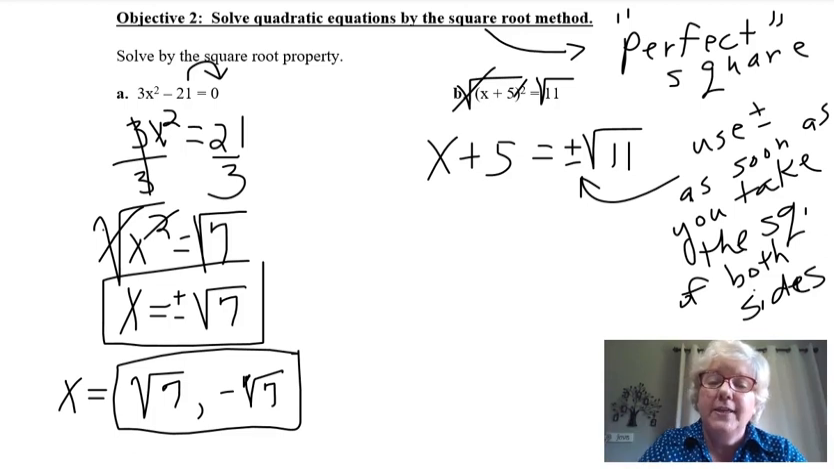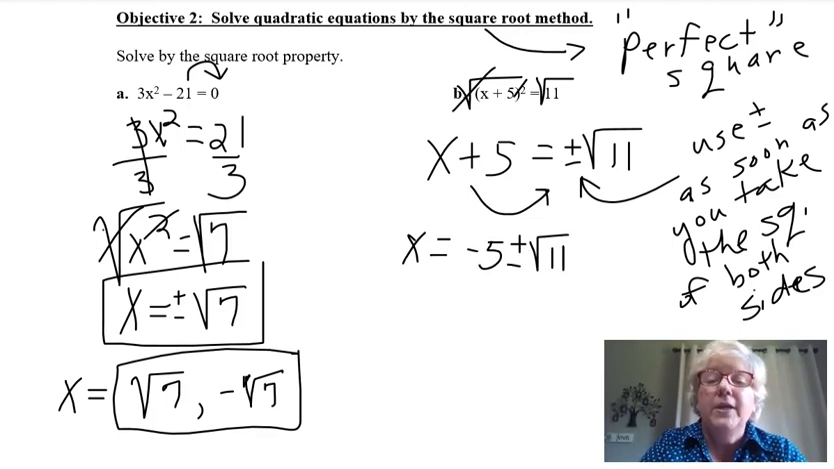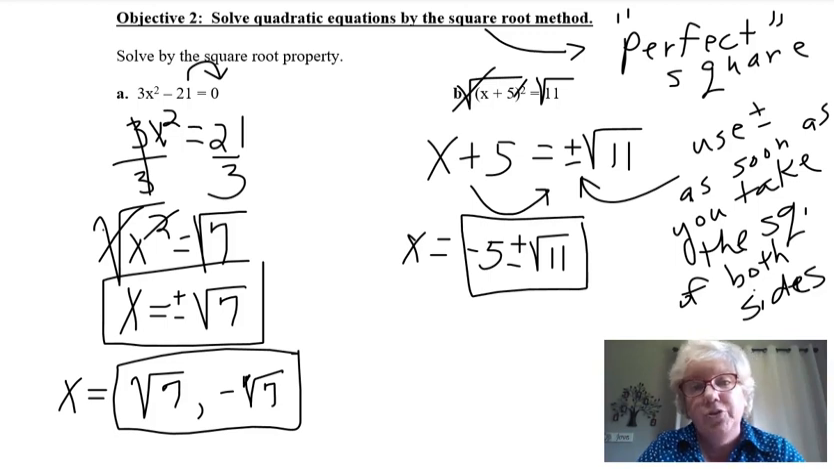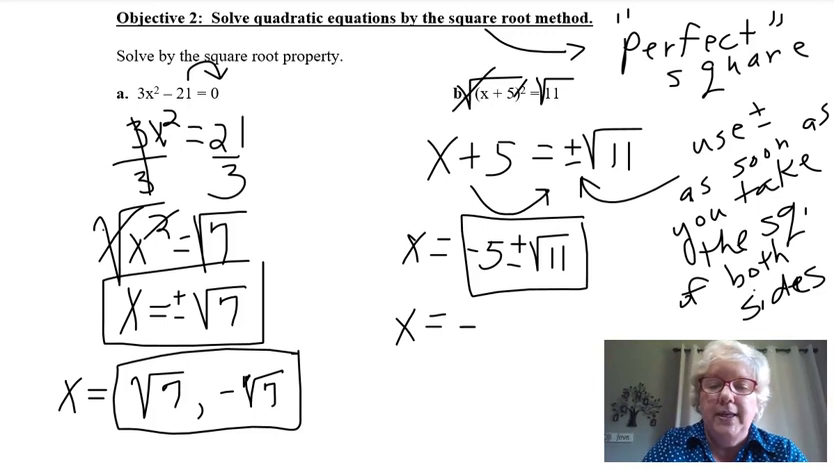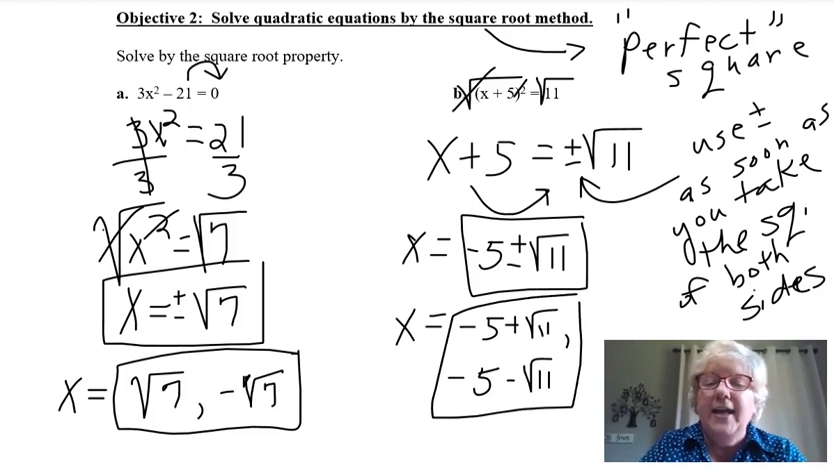Now to solve this, I can simply move the 5 over with square root 11, and I will get a negative 5 plus or minus square root 11. You may stop right there and record that as your answer. That does indicate two answers. However, if you want to separate it, you could put negative 5 plus square root of 11 and negative 5 minus square root of 11. We cannot simplify any further because 11 is not a perfect square.